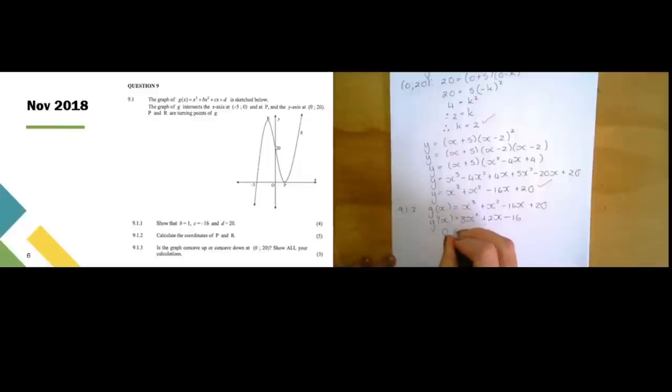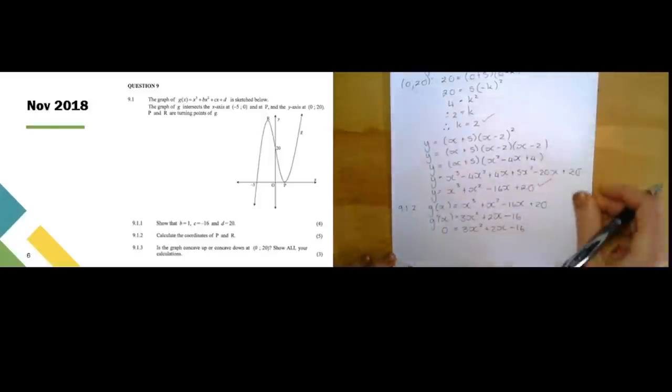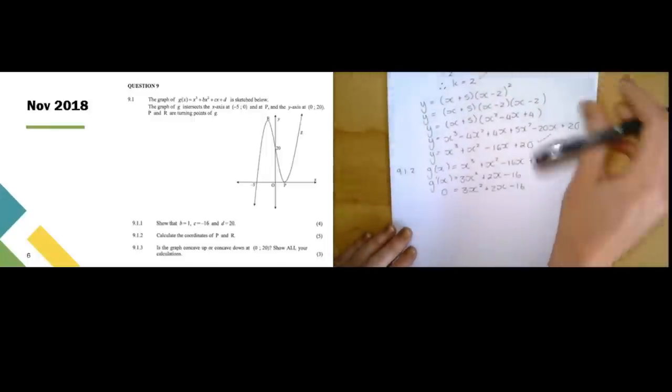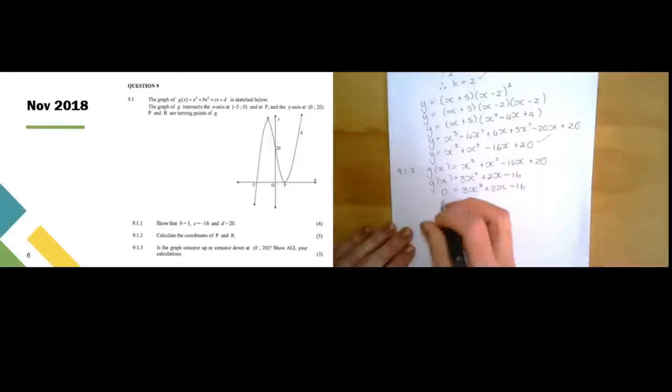It must be equal to 0. So 3x squared plus 2x minus 16 equal to 0. And that I can now factorize. Please remember, if you're struggling to factorize, you are welcome to use the quadratic formula. You just have to show your substitution.